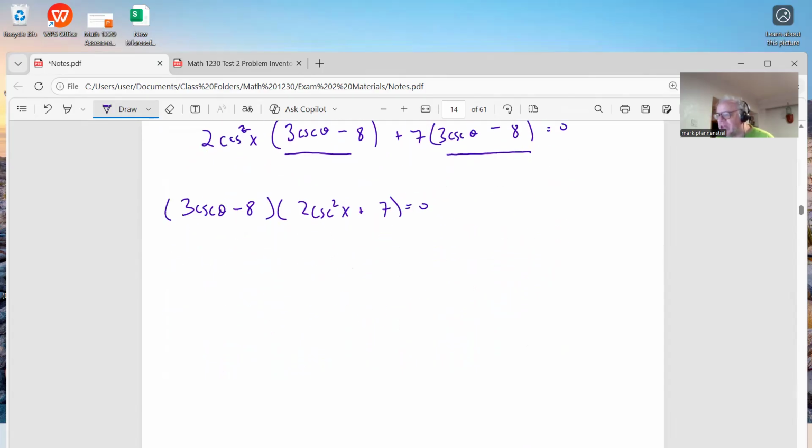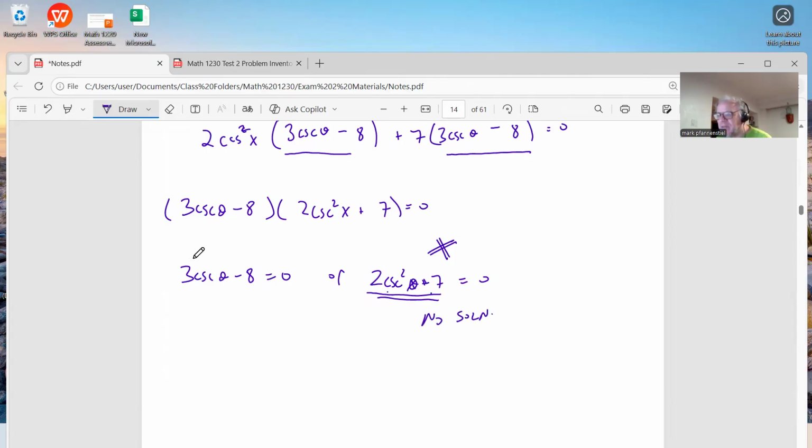So here we're going to go with this. We either have 3 cosecant theta minus 8 is equal to 0, or 2 cosecant squared theta, because we use the same variable, plus 7 equals 0. Now, this term here only has complex roots, so we're not going to be dealing with complex on this exam. Anything that's imaginary, you can safely throw that away and say, that's not an answer. This has no solution. So we don't need to deal with that.